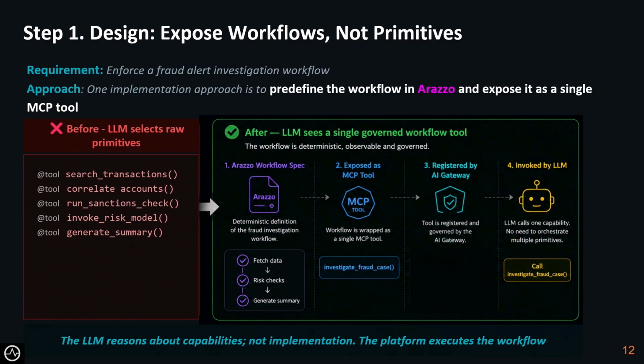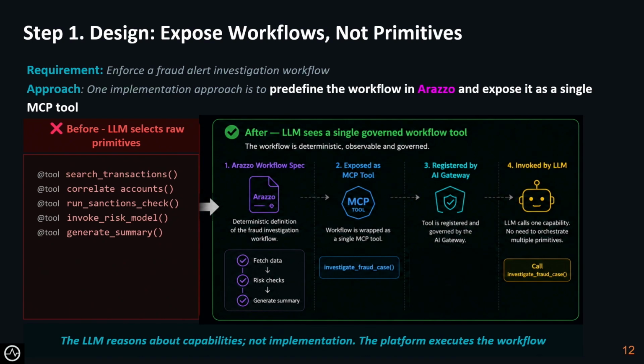The principle is simple: you have to expose workflows, not primitives. On the left side, you can see how low-level primitives for fraud investigation are directly exposed to the LLM as separate tools, right? So the LLM has to manually orchestrate all five tools and has to decide the order, pass the data between tools, retry upon failures, combine results, and so on, right? That is exactly how we get token growth, retry storms, hidden execution paths, and poor governance.